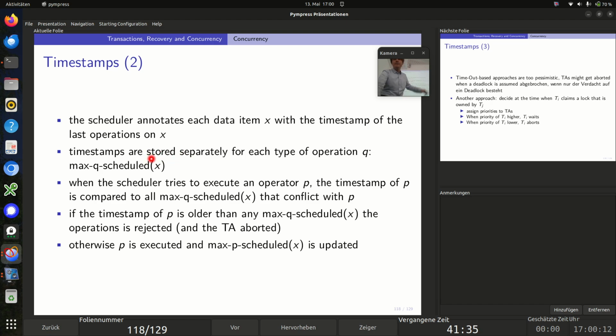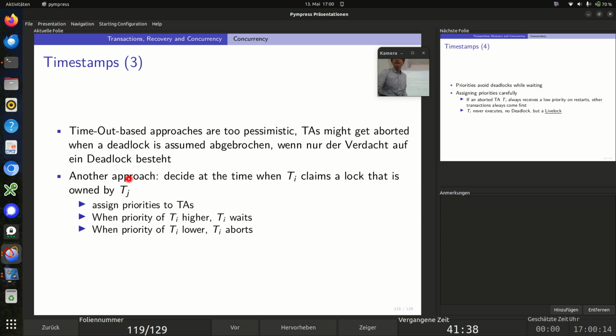So we have the timestamps stored somewhere separately. But the idea is, okay, we have two transactions. Every transaction has a priority, and the one with the higher priority executes first. But then the problem is, how can we assign priorities to transactions? If we have a low priority transaction, it does not matter when it will be executed. As soon as there's one transaction with a higher priority, the other transaction wins, and the one with the lower priority is the loser.